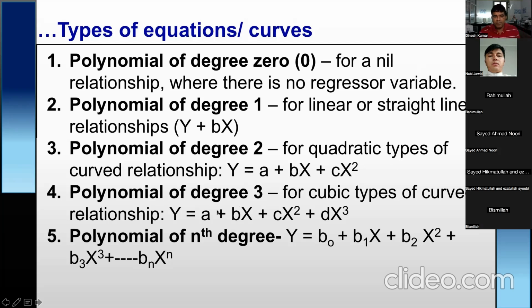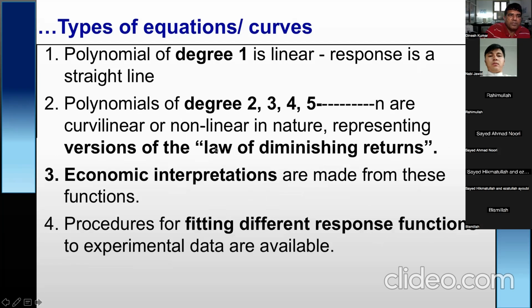A polynomial of degree 3 is a cubic, curved relationship, y is equal to a plus bx plus cx squared plus dx cubed. So here you can see there are 4 terms. A polynomial of nth degree is y equals b0 plus b1x plus b2x squared plus b3x cubed, and so on up to bn x power n. This means n could be 3, 4, 5, 6, 7, 8, 9, 10, whatever you want. So these are different types of equations and curves.